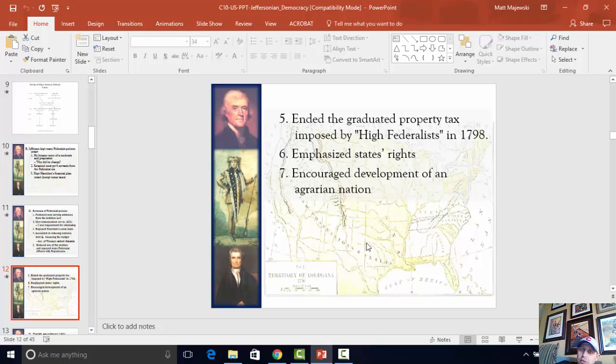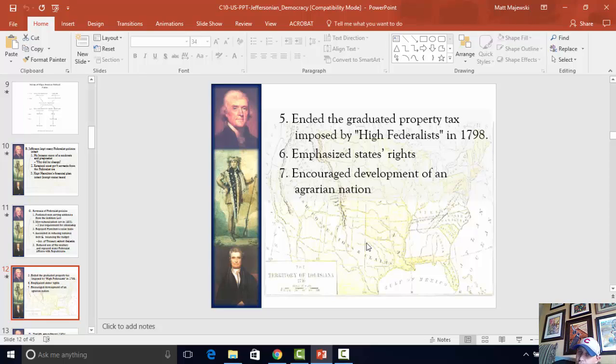Number 6, he emphasized states' rights. Look, he's a big believer in that 10th Amendment, remember, that says all power not specifically granted to the federal government in the Constitution belongs to the states. He's going to try to grant states more control over affairs or issues that are not specifically addressed in the Constitution. That, again, does fit with his views.